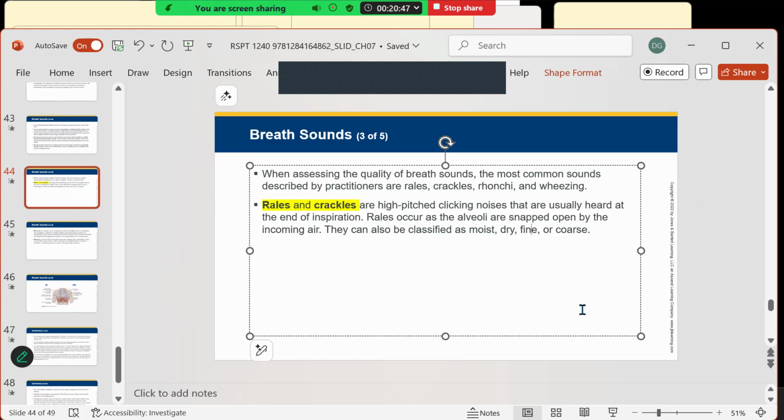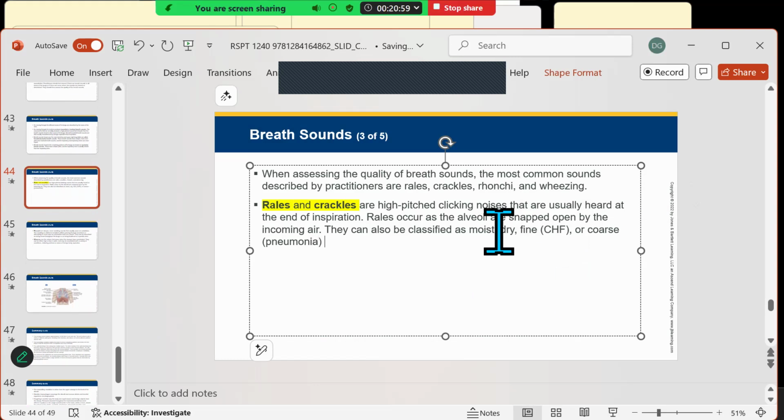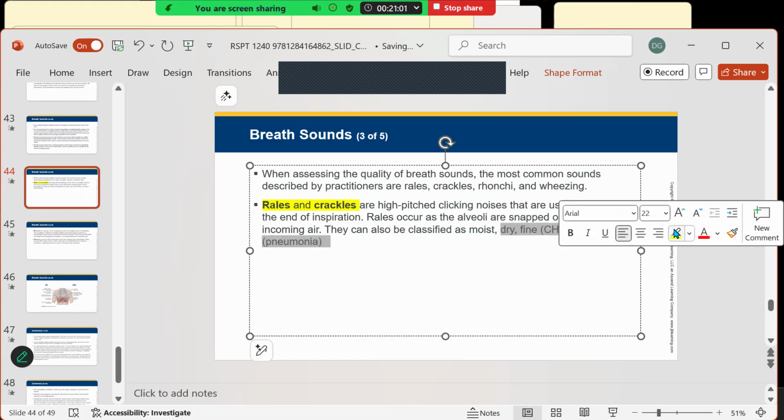I think that might be worth adding right there. The fine crackles, congestive heart failure. The coarse crackles, pneumonia. There we go.